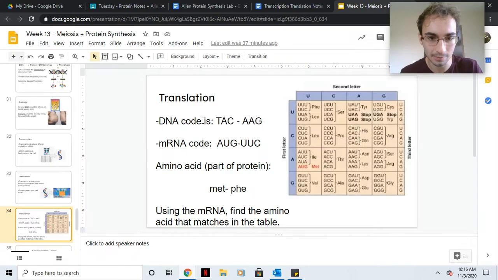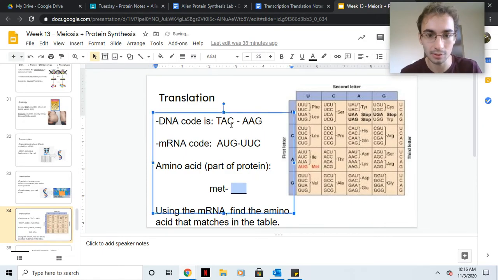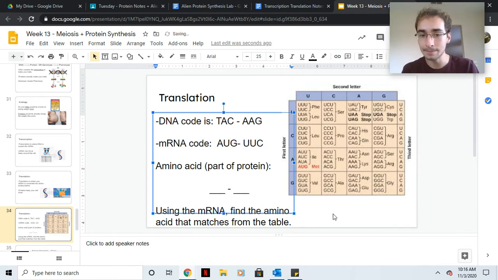Okay. Totally forgot, I had these answers. So you start with DNA: TACAAG. How do you do it? T pairs with U, A to U, C to G, and then A's become U's, and then G becomes C.